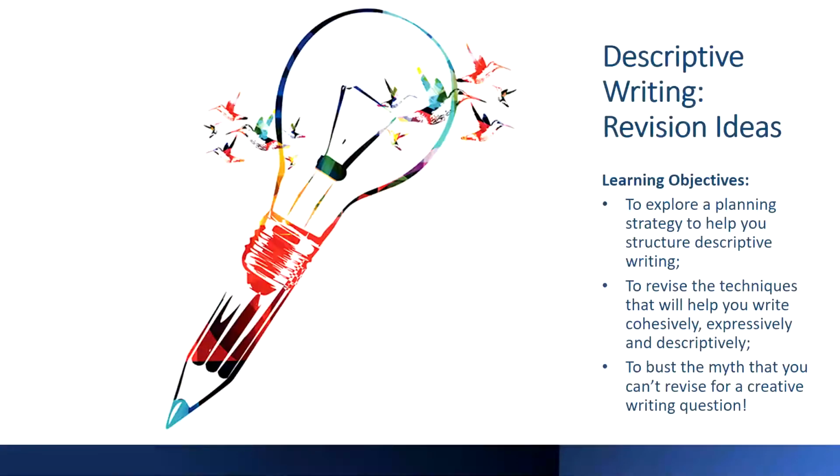And that brings us to the end of the video. So hopefully you now feel that we've explored a planning strategy to help you structure descriptive writing. That's using your camera and those perhaps 5 photographs that you decide to take, zooming in, panning around, zooming out, and then that tip of how you can start and end with the same angle, but make something shift and change. We've revised techniques that will help you write cohesively, expressively and descriptively.